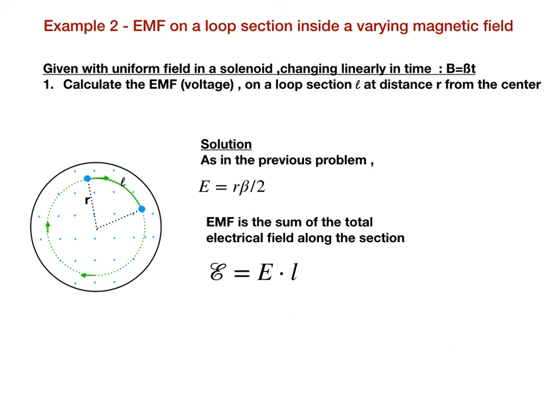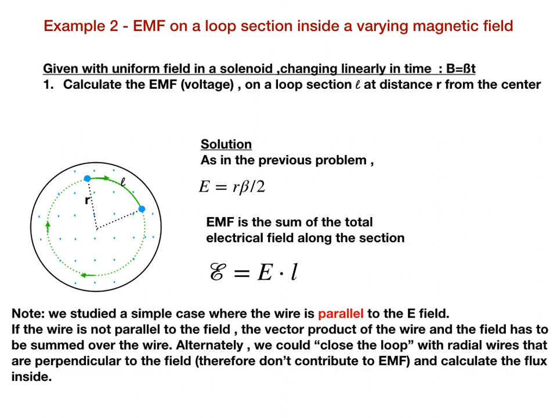As a second example, let's look at a slightly more complicated case of a section of a wire inside a solenoid with changing magnetic field, the rate of which we saw in the previous example. We know that the Lorentz electrical field is r times the rate of change of the magnetic field over 2. In this simple case, the Lorentz field is always parallel to the wire, so the EMF is the Lorentz field times the length of the wire.